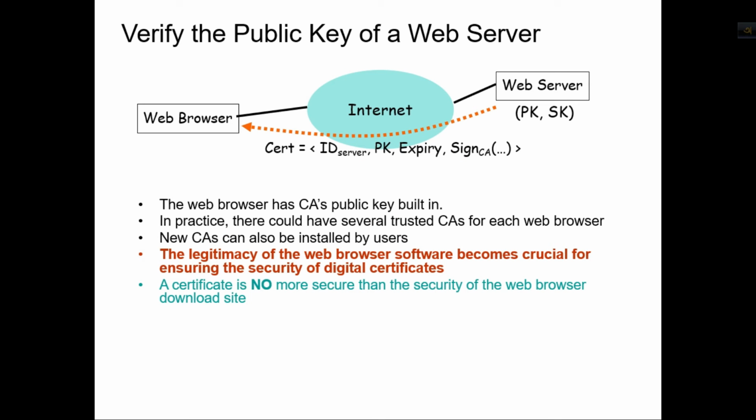Here we will see how to verify the public key of a web server. Here we see the web browser, then the web server. In the middle, between web browser and web server, is the internet. In this scenario, the web browser has the CA public key built in. In practice, there could be several trusted CAs for each web browser. New CAs can also be installed by the user. The legitimacy of the web browser software becomes crucial for ensuring the security of digital certificates. A certificate is no more secure than the security of the web browser.